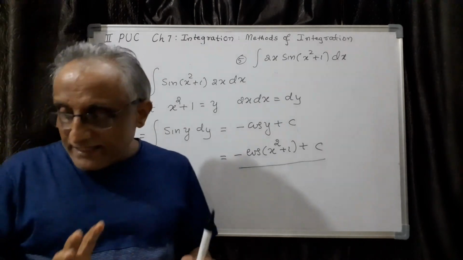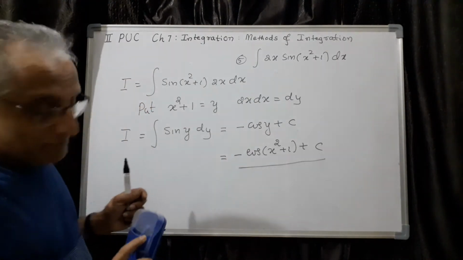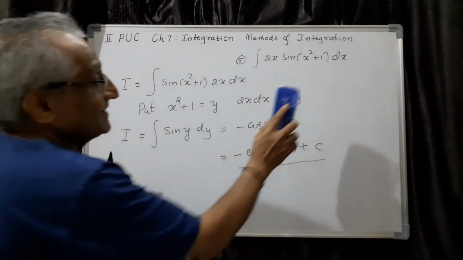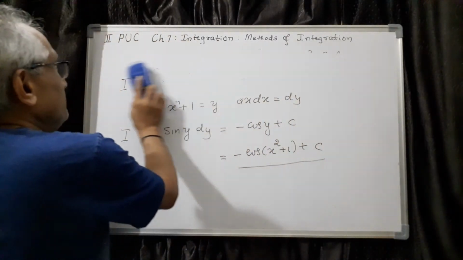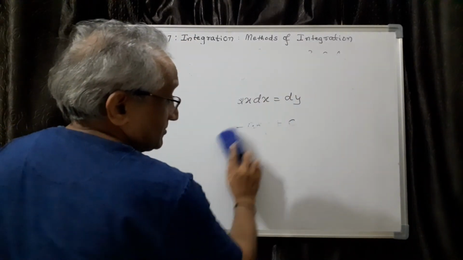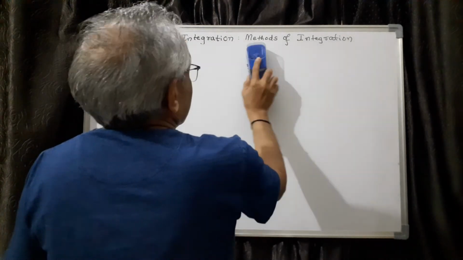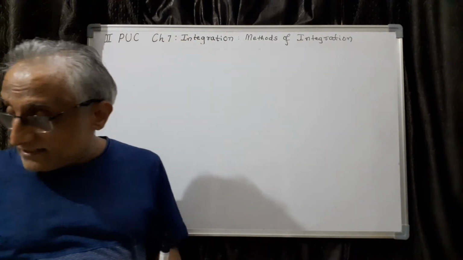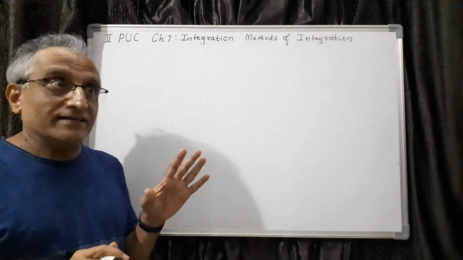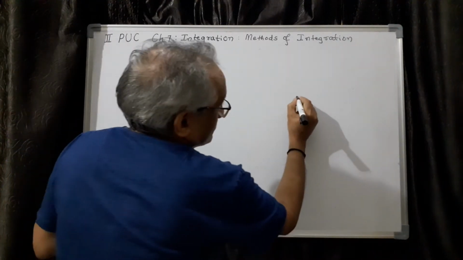So I have taken 5 examples. Now let us take some standard results once again. I made a mention of this one in the first or second lesson. That is, when we were deriving the standard formula in trigonometry, we did not get this one.